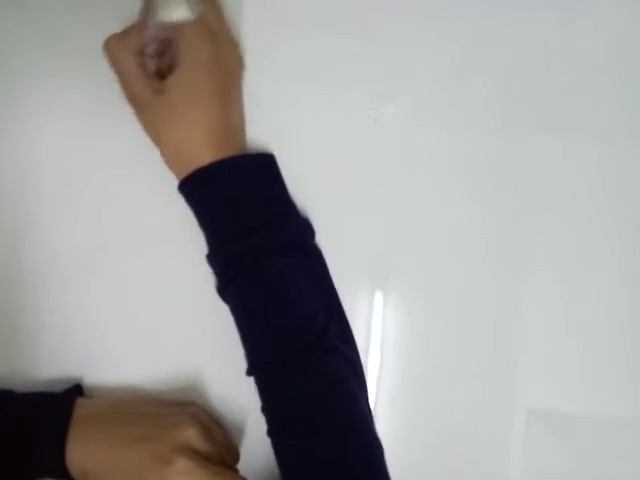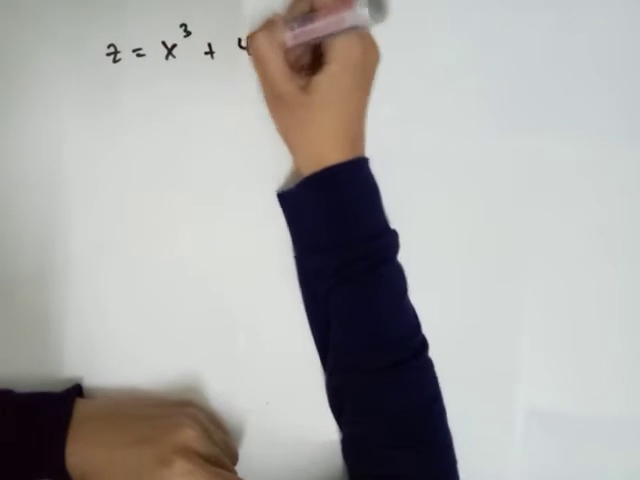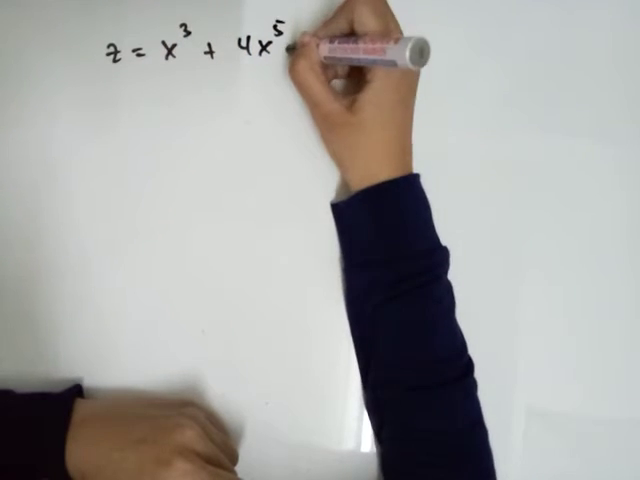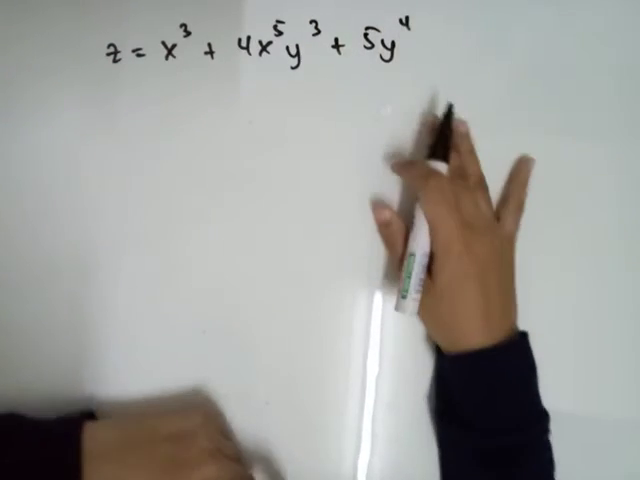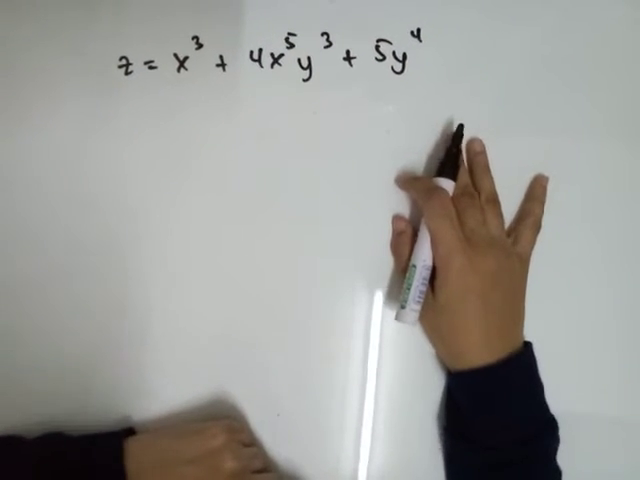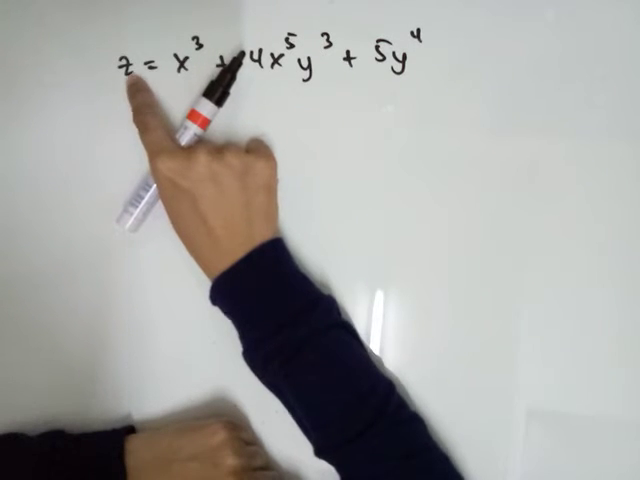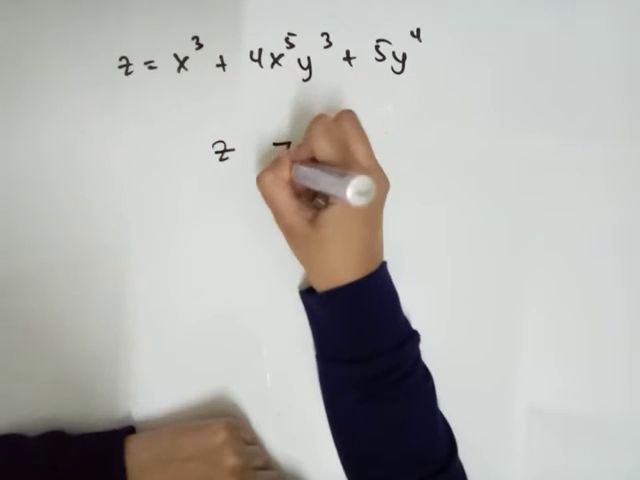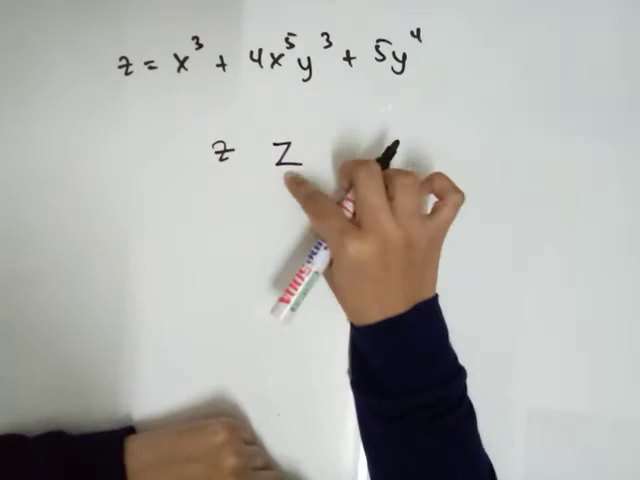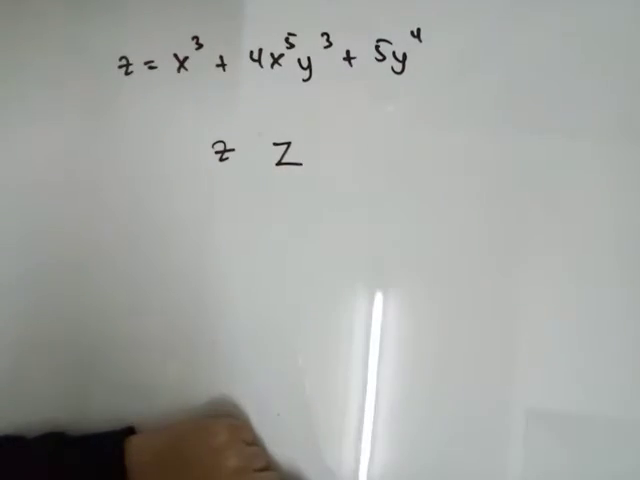Okay, let's say we have z equals x cubed plus 4x power 5 y cubed plus 5y power 4. Okay, yang ni z saya. Z awak macam mana? Macam ni. Okay, kekalkan dengan z awak macam ni. Tak ada masalah. Yang ni z saya, saya tak boleh nak ubah dah.